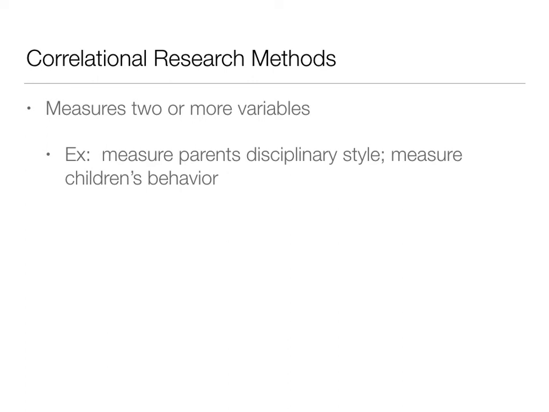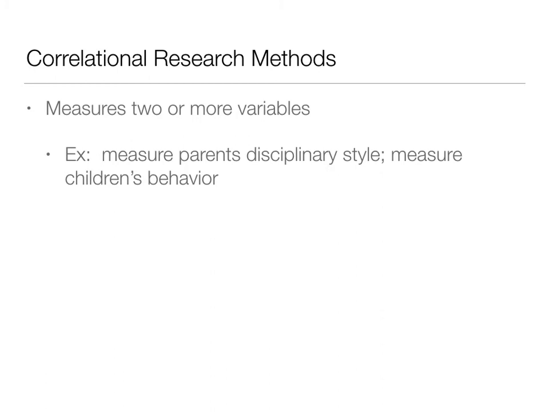Another kind of research method is correlational research methods. And remember I said that this is looking at 2 or more variables and their relationship with each other. So example would be measuring a parent's disciplinary style and then measuring a child's behavior, to examine the relationship between those 2 things. Are they in relationship? Does disciplinary style affect children's behavior? Are those 2 things working together? Or does children's behavior affect their parents' disciplinary style? Or is there something else entirely going on? But are these 2 things in relationship together?